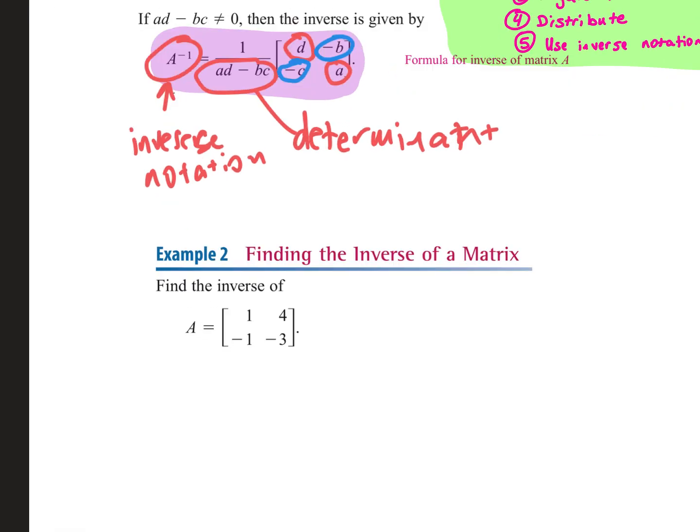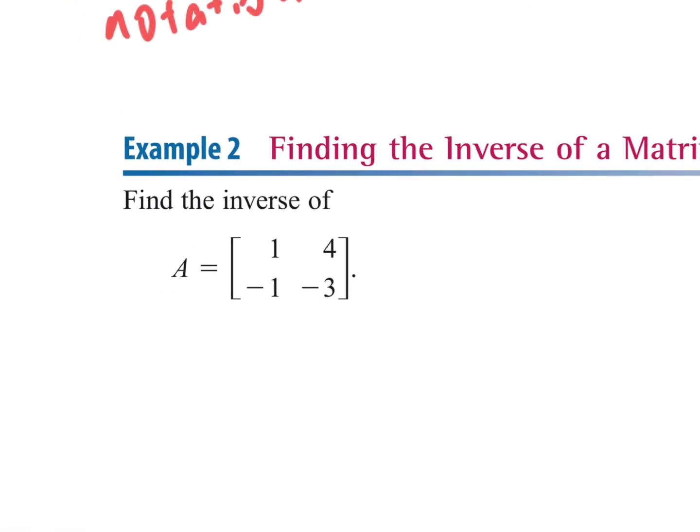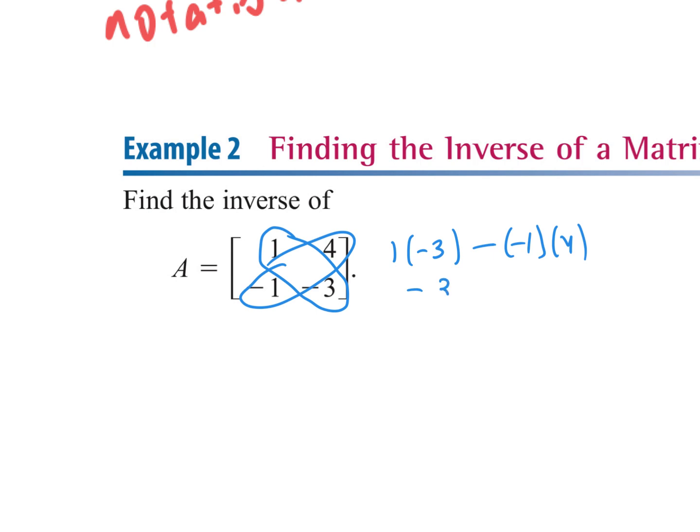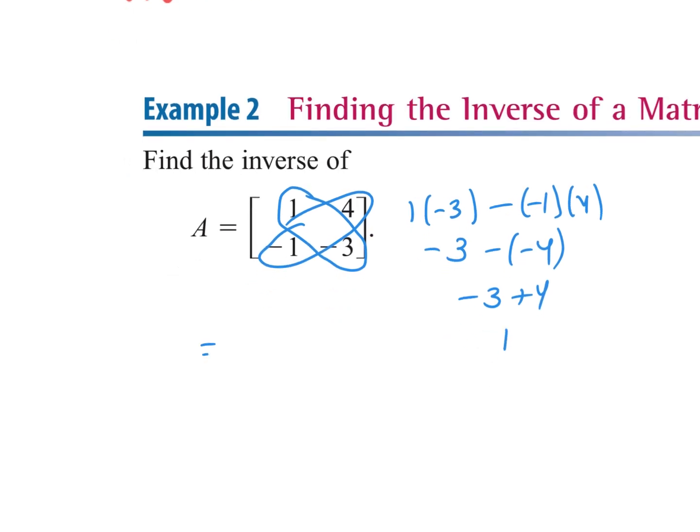So let's go through this so you guys can see it. It says find the inverse. So the first thing I want to do is find my determinant. I'm going to multiply my major, which is 1 times negative 3, minus my minor, which is negative 1 times 4. So I have negative 3 minus a negative 4. Well, negative 3 plus 4 gives me the whole number 1. So as I set up my inverse notation here, I have negative 1. I have 1 over my determinant. Well, my determinant value is 1.